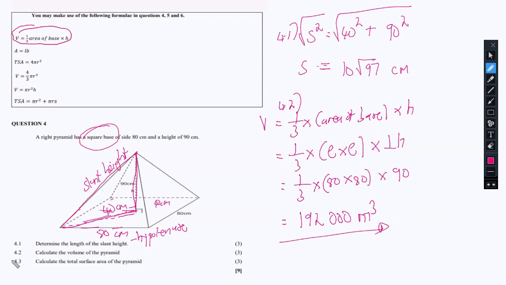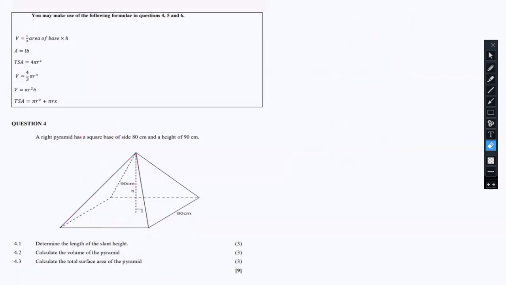And then for 4.3 now, they're saying, calculate the total surface area of the pyramid. Now, if you were to check here, there is not even one formula for the surface area of the pyramid. What you have here, I think, is the area of the hemisphere, if it is not the sphere. So sphere or hemisphere. And then this one here would have to be the one for the cone, right?